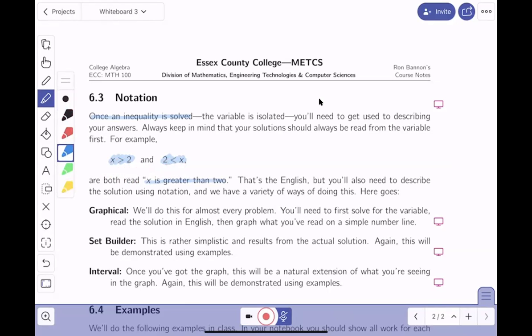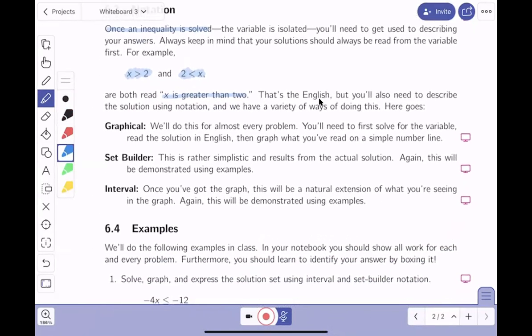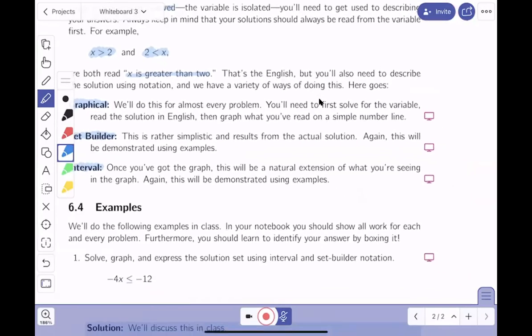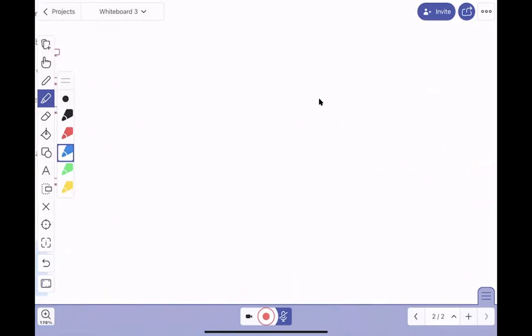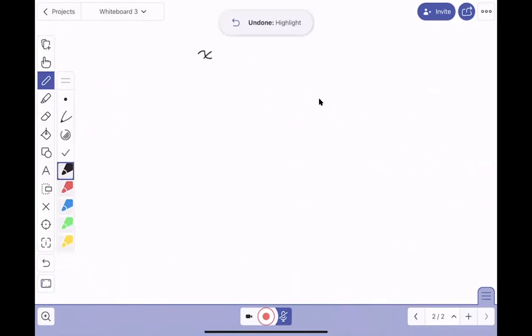All right. Now we're going to have a variety of ways of answering the question. And certainly once we solve it, in other words, we get x alone on one side, we're going to have a graphical, we'll have set builder and interval notation. I'm going to look at an example, and I'll write them down for you. How do I read that? X is greater than 2.